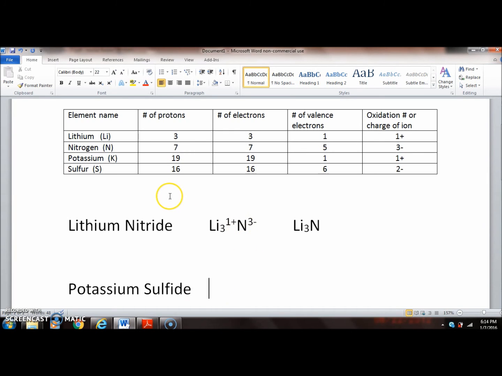So that's going to contain the element potassium, which is atomic symbol K, and the atomic symbol for sulfur is S. So the next thing we want to do here is put our oxidation numbers in, and according to our list, potassium is a 1 plus charge, sulfur is a 2 minus charge, and we're going to make these superscripts.